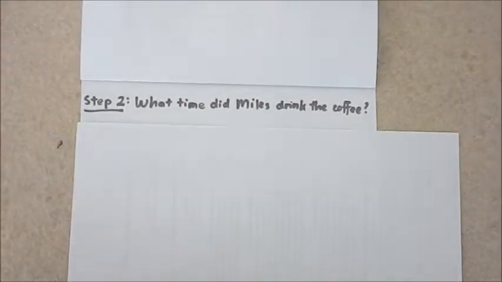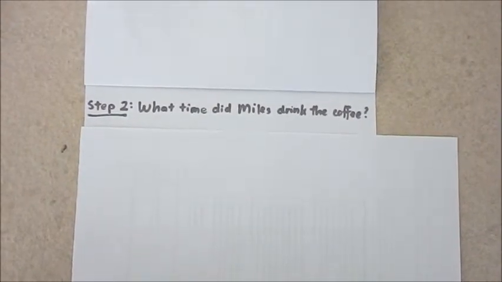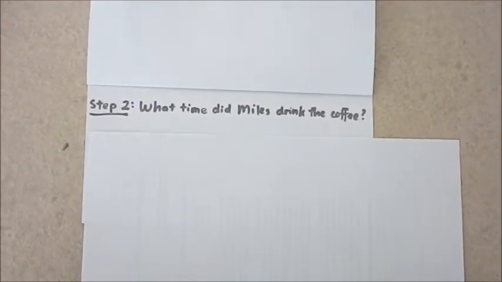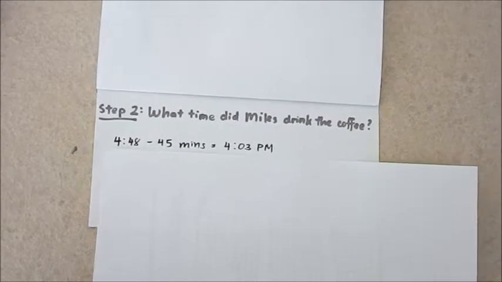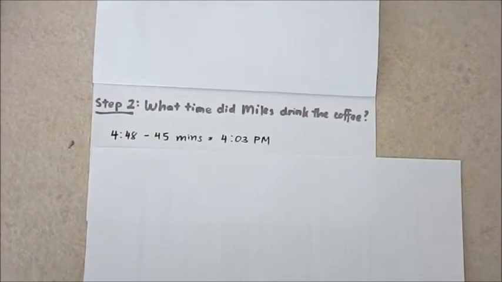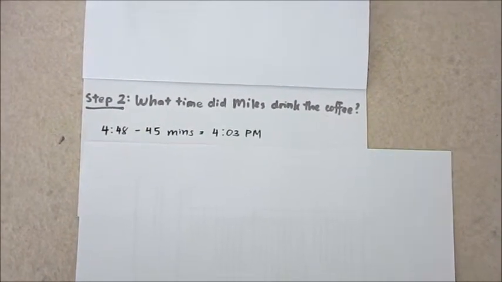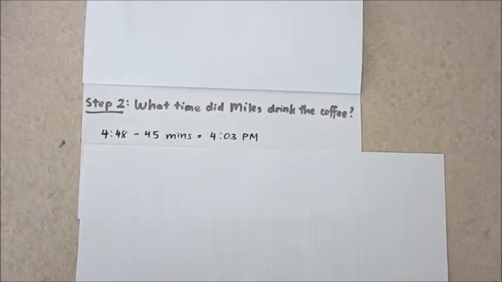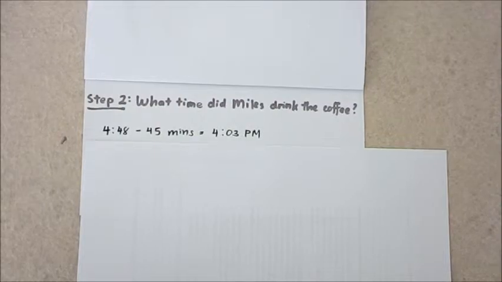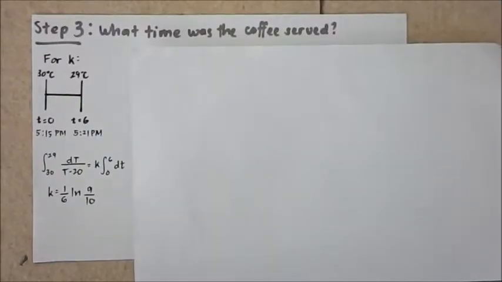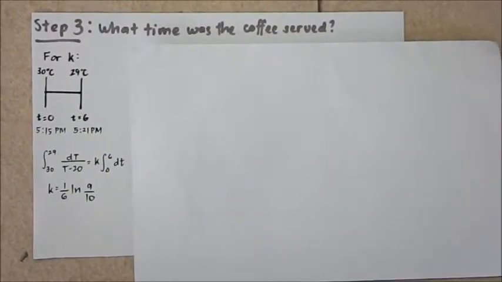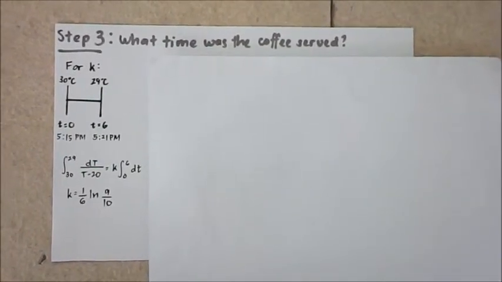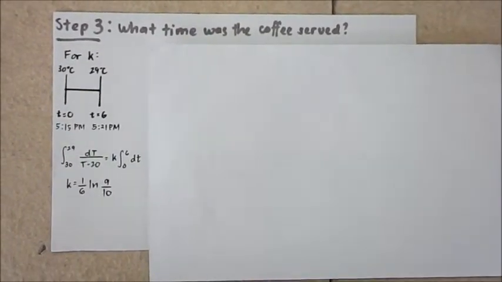Step 2, we have to know what time did Miles drink the coffee. Miles died at 4:48 p.m. and according to the problem, it takes 45 minutes for cyanide to kill a person. Therefore, we just subtract 45 minutes from 4:48, which would give us 4:03 p.m. Now that we have the time when Miles drank his coffee and when he died, we have to know what time the coffee was served.